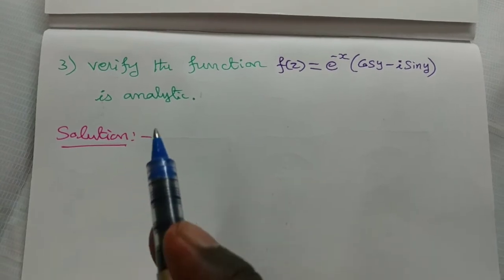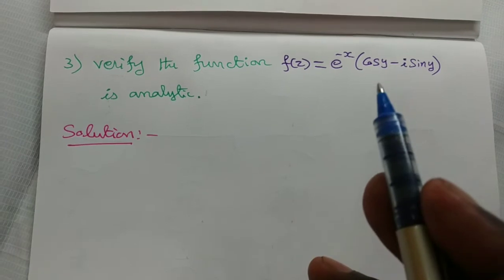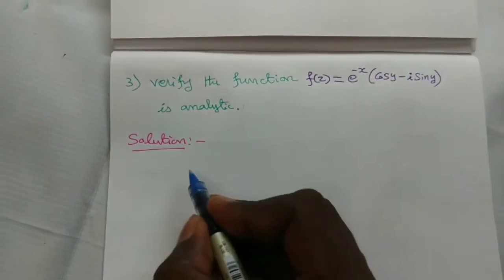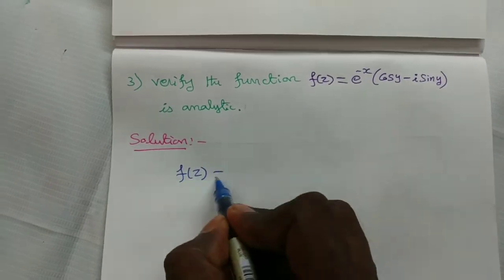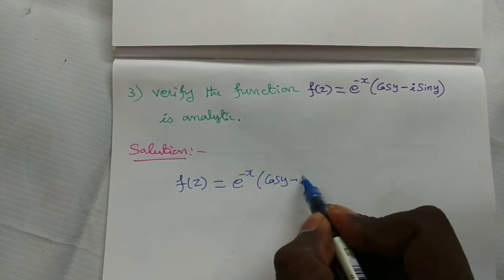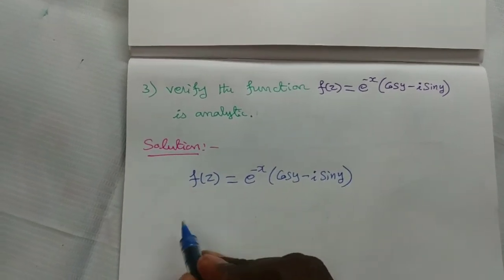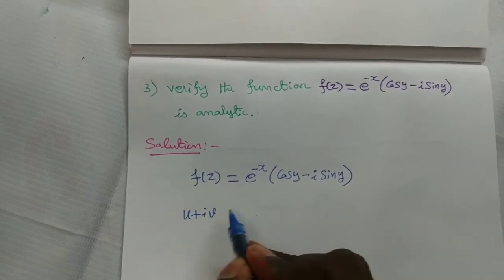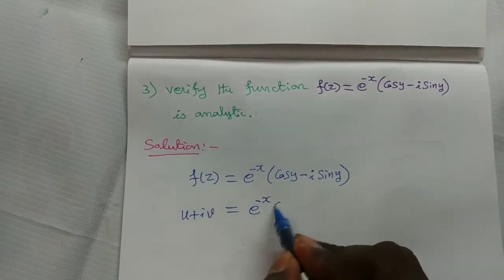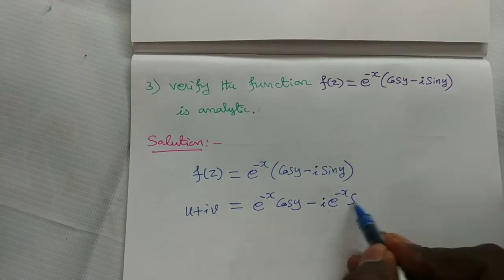Third problem. Verify whether the function f of z is equal to e power minus x cos y minus i sin y is analytic. Okay, here the given function is f of z is equal to e power minus x into cos y minus i sin y. Okay, but f of z is u plus iv, which is equal to, multiplying e power minus x inside, e power minus x into cos y minus i into e power minus x sin y.